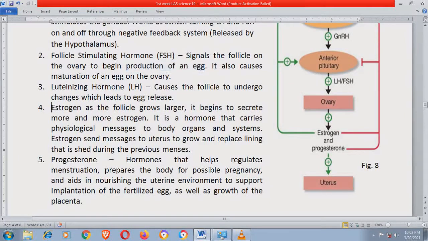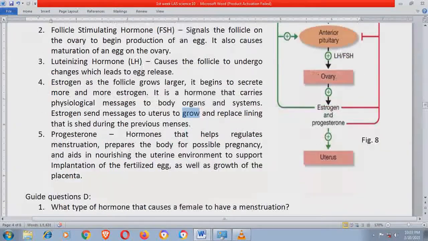So, bakit nag-grow and replace lining ang uterus? Bakit nag-grow at nagkakaroon ng lining ang uterus? Kasi ito, ang estrogen, ang uterus kasi, pag lumalaki siya, hinahanda niya yung katawan ng isang babae for possible pregnancy. So, pwede siyang mabuntis. Pag nabuntis siya, prepared na yung katawan.